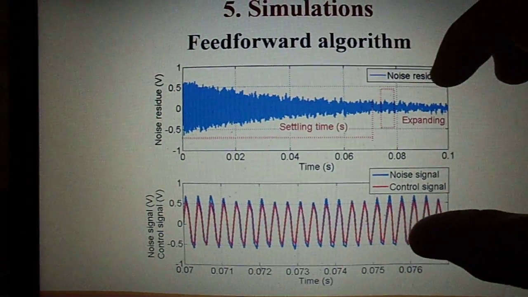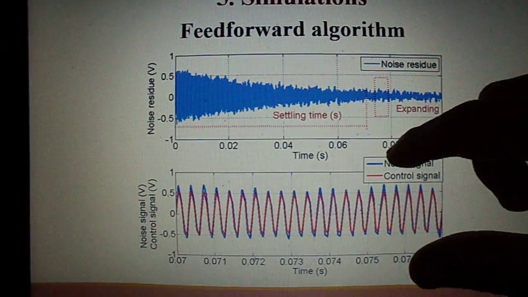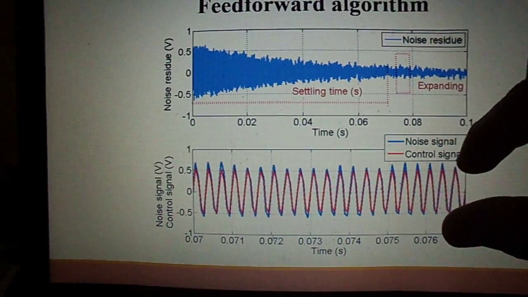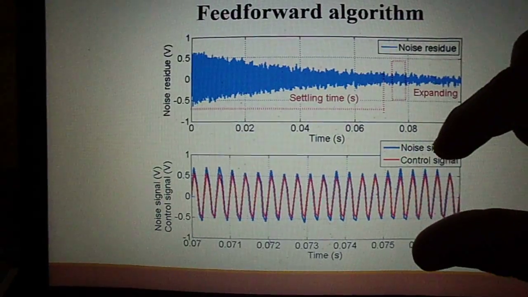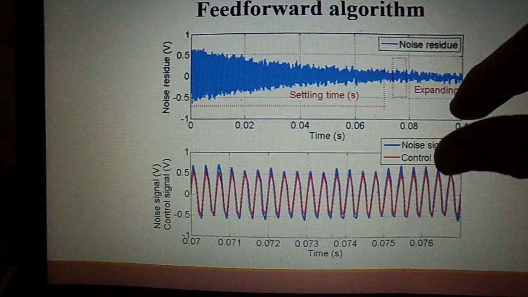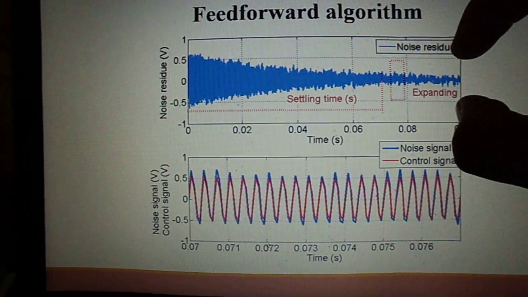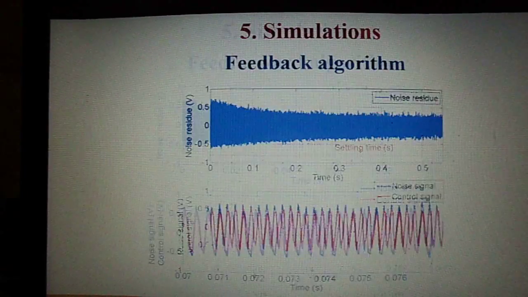And the zoom of the last figure is here. The color red, as shown, tries to get the same amplitude value as the input signal. For these reasons, it reduces the input signal by the feed-forward algorithm.